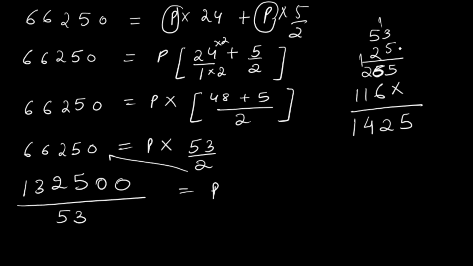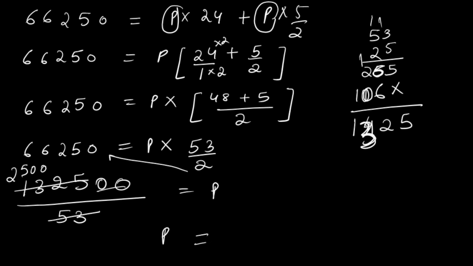Once again, here I'm just checking my calculations. 5 into 3 is 15. 25. This will become 26. 3 into 2 is 6. 5 into 2 is 10. Okay, so here I made a mistake. So 5, 6 plus 6 is 12. So here 1325. Yes, so 53 into 25 is 1325. So two zeros we can write as it is.